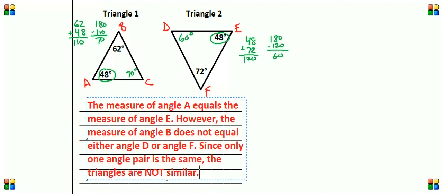I have given evidence. The top here is my evidence where I found that one angle measure was congruent, but there were no other angle measures that were congruent. So based on that evidence, only one angle pair is the same, so the triangles are not similar. You can write this all kinds of different ways, just as long as you clearly give me evidence that shows either two angles or two angle pairs are congruent, or you can't find two angle pairs that are congruent. And from that evidence, you reach your conclusion. Are these triangles similar by the AA similarity postulate, or are they not similar?